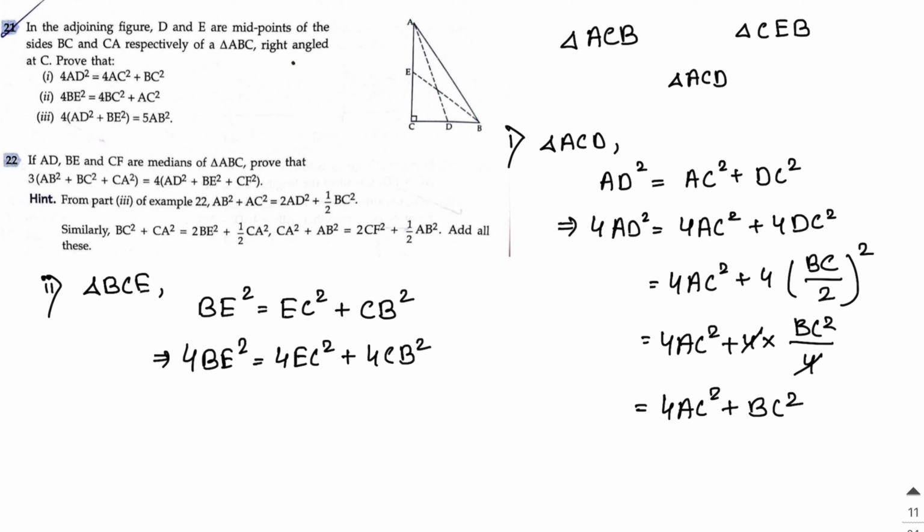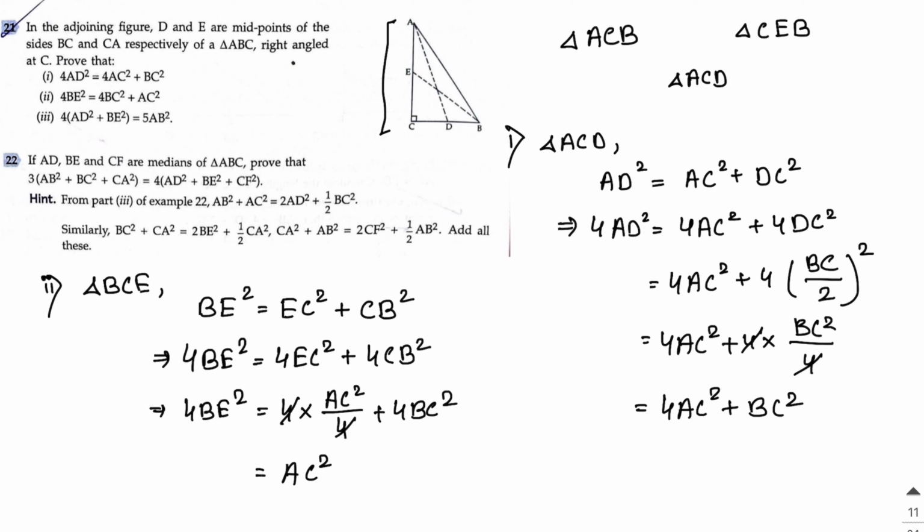Okay, so now next one, 4BE square. In the place of EC you can write down again, EC means here E is the midpoint of AC, that means EC means AC by 2 whole square, so you can write down directly AC square by 4, again 4 cancel out, so here your answer AC square plus 4BC square, and it's proved. Okay, now let's move on to the third part.